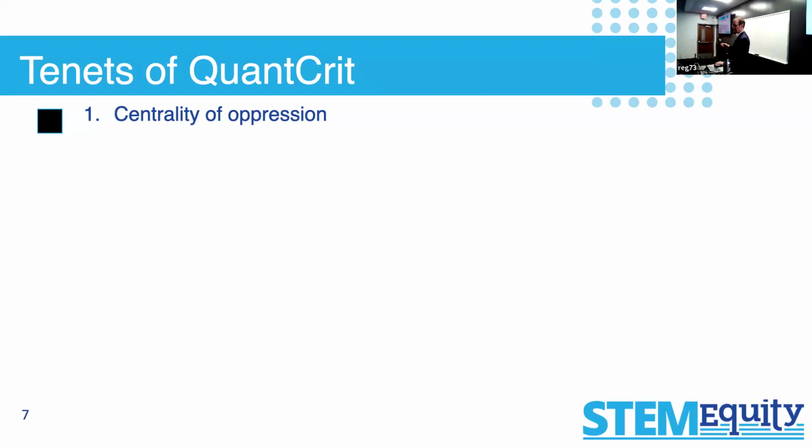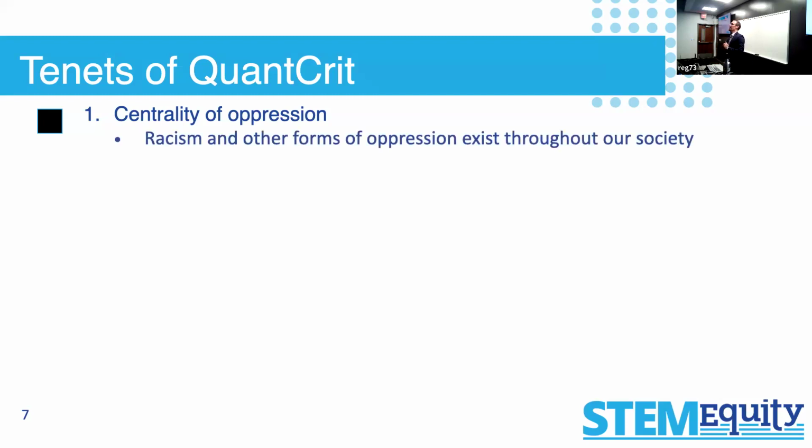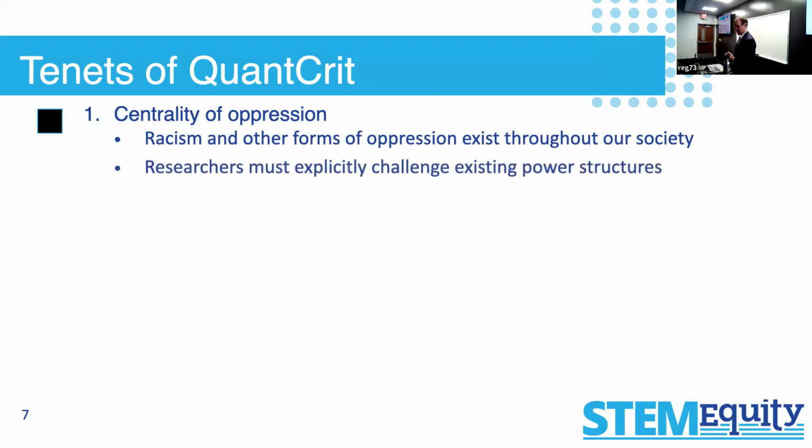But the idea of centrality of oppression is that racism and other forms of oppression exist throughout our society. This is an assumption I make in the work. It's grounded in all sorts of research, but I'm not going to try and support this claim with additional data. I'm going to say this is a starting place. I know this to be true in my work. And so it is incumbent upon me as a researcher to explicitly challenge these existing power structures. And it's my job to make the world a better place.